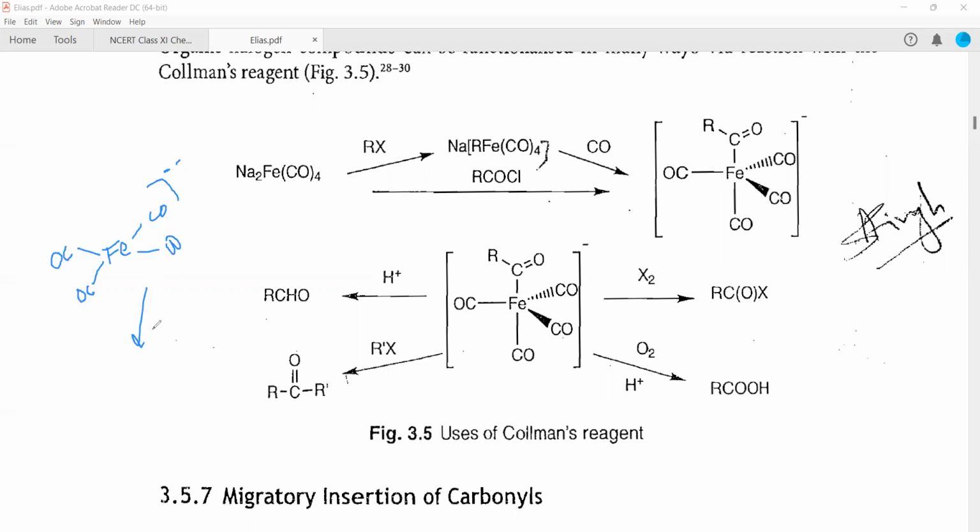So when you react it with any organic halide, R-X, what will happen is that this negative charge will attack on this R because of the electronegativity difference in the R-X bond. So the electrons will go to the X, forming X minus. Now this R will get inside the coordination sphere and bind to the iron. Rest of the carbonyls are untouched.